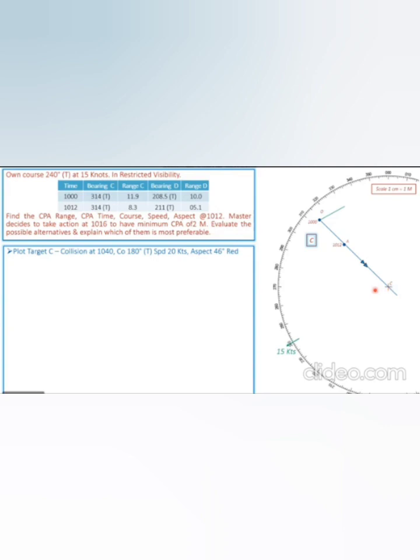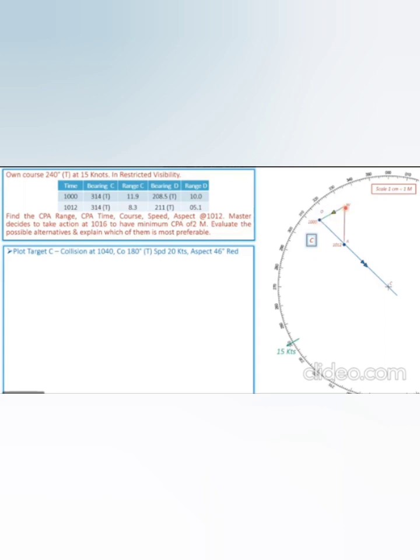Let us now plot own ship's course vector. So from point O, in the reverse direction of our course, we mark off this green color vector O to W. Now WO represents own ship's course and distance steamed in the plotting interval of 12 minutes.